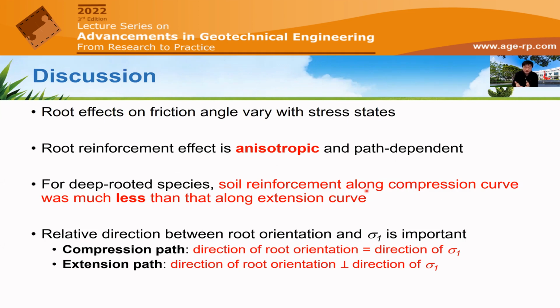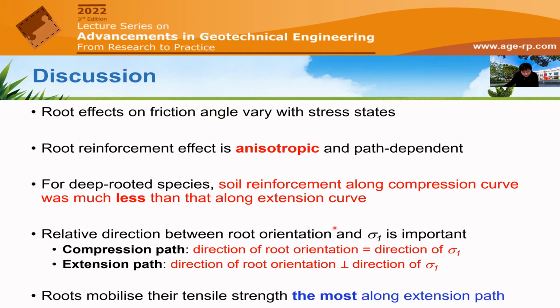So in this case, it's not root growth, but root orientation in our artificial sample. If they're parallel, the roots couldn't really mobilize much of their tensile strength to resist the shearing. However, for the extension path, when the major principal stress is in the horizontal direction and perpendicular to the root orientation, then we maximize the root reinforcement effect. And that's one of the underlying reasons why the friction angle has been increasing quite significantly along the extension path when the confining pressure is low. So that's the major conclusion: roots mobilize their tensile strength the most along the extension path.